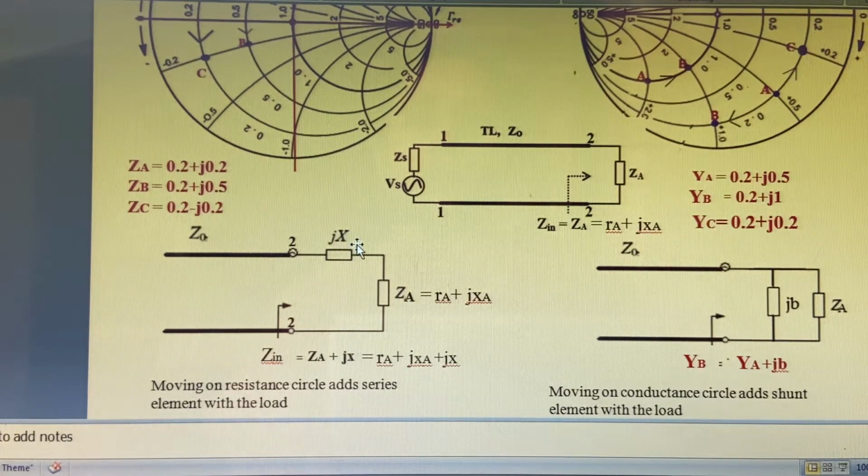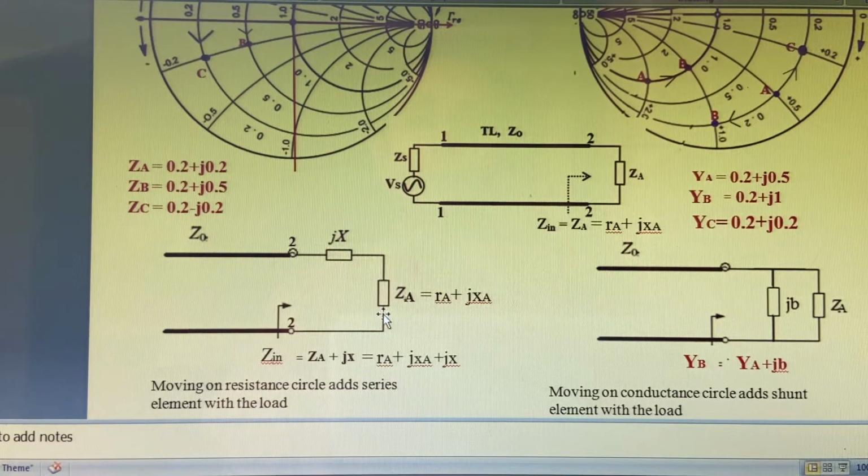For example, if X is positive, that means the added series element is an inductor. Then the reactance between these two terminals increases. Similarly, if X is negative, that means the added element is a capacitor. Then the net reactance between these two terminals reduces. So like that, based on the series element added here, the net reactance value changes between these two terminals, but the resistance value remains the same by adding a series reactive element. It may increase or decrease based on the value of this series element.